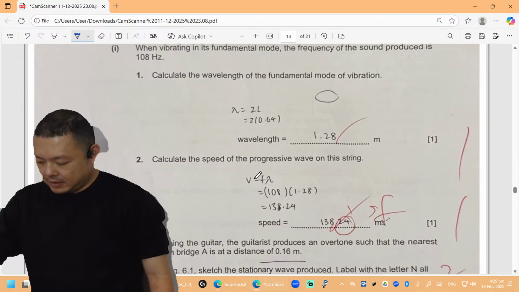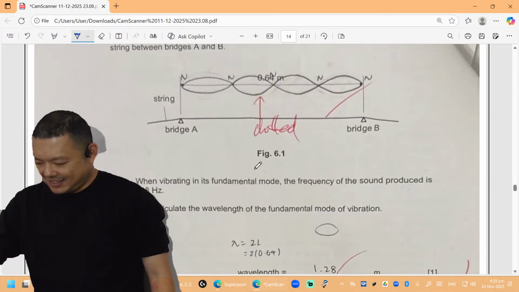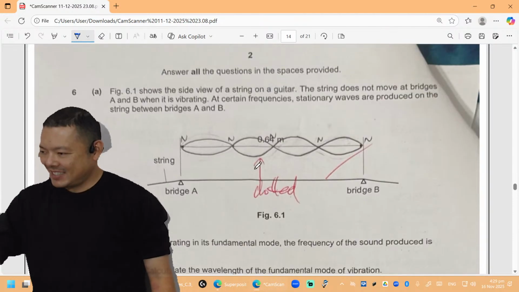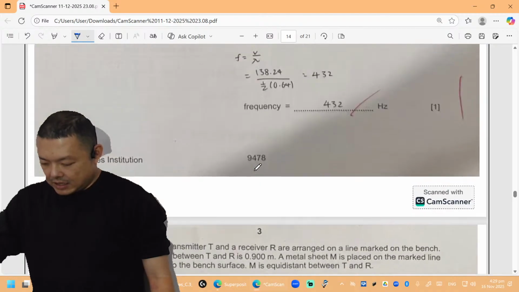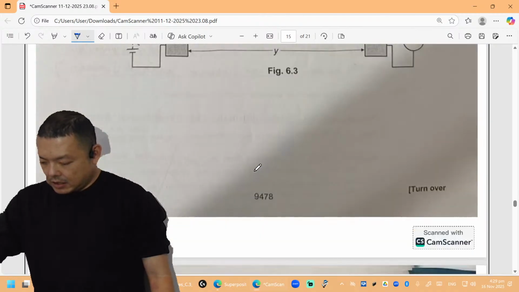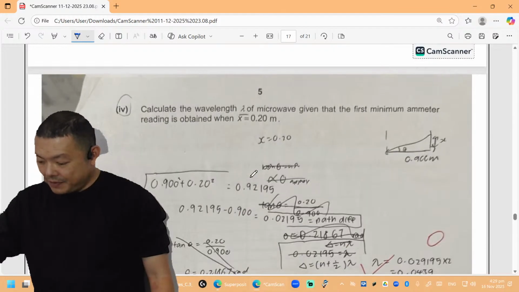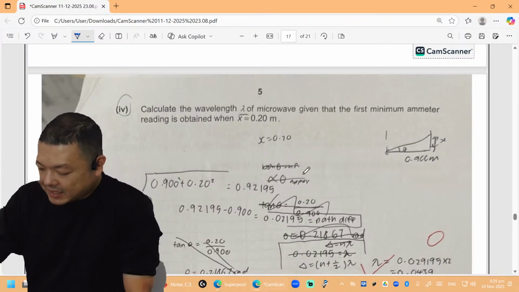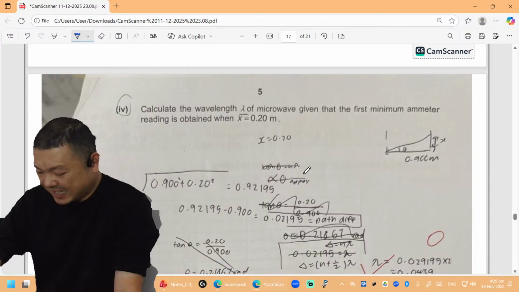7. What's up? 6. 6. Oh, that's disgusting. What's this? Calculate the wavelength of the microwave given that the first minimum ammeter reading is obtained at x equals 0.2.